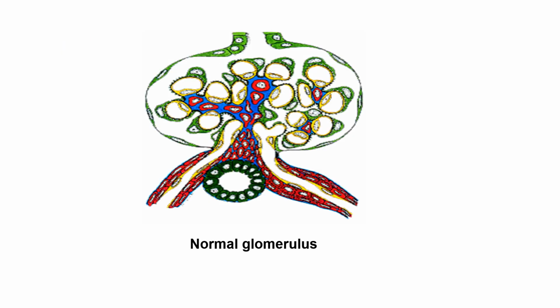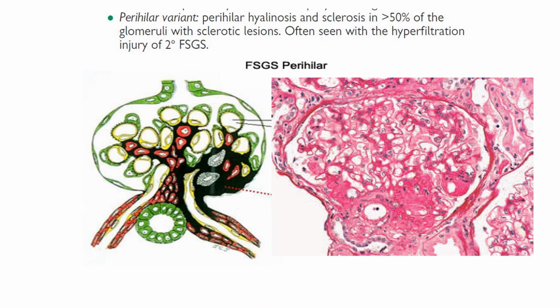Regarding pathology, I will go rapidly through it. This is the normal glomerulus. We have different types of FSGS, and these different types may point to the prognosis of the case or the response to the treatment.